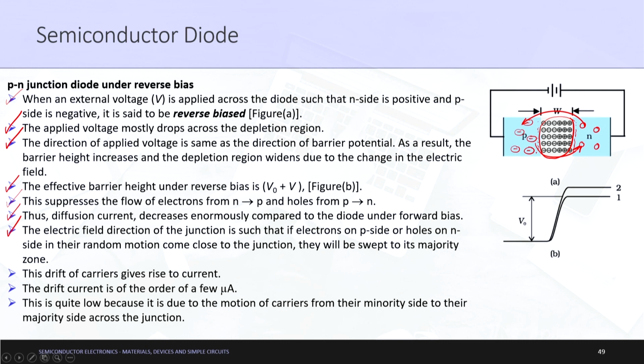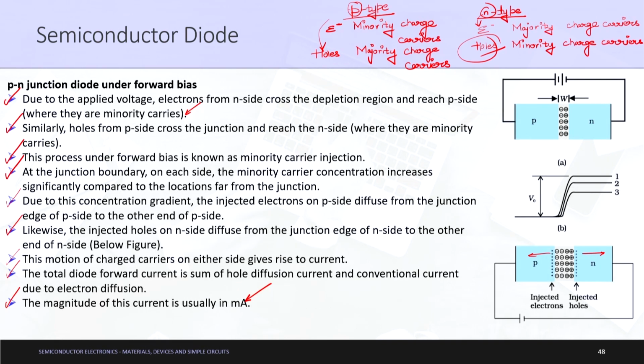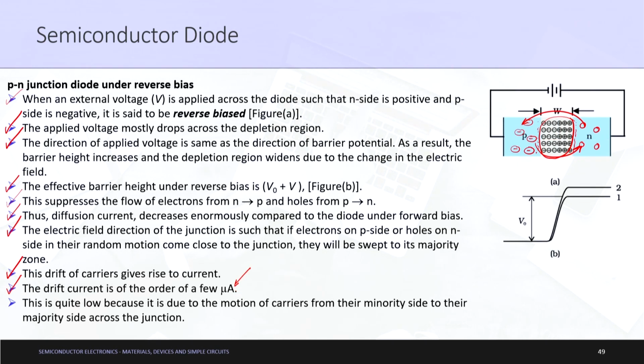What does it mean? The drift current is very high here. This drift of carriers gives rise to current, but because these are minority charge carriers, the current produced is very small compared to the diffusion current. This drift current is of the order of only a few microamperes. For forward bias it was in milliamperes, but for reverse bias it is just a few microamperes. This is quite low.